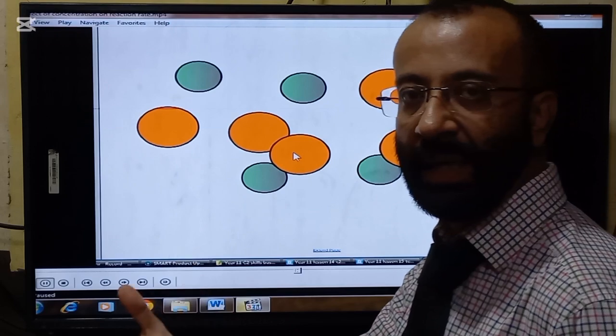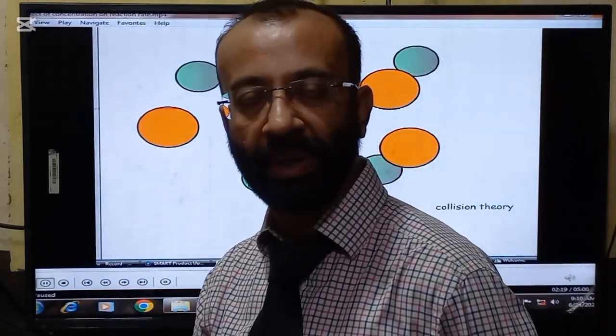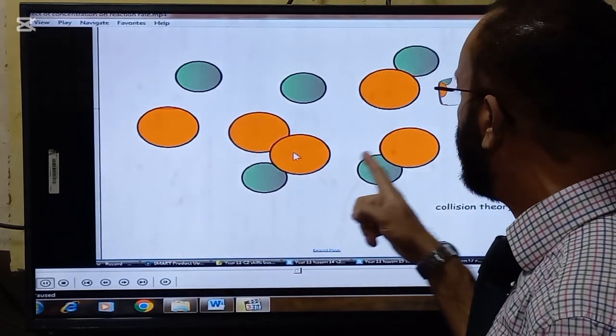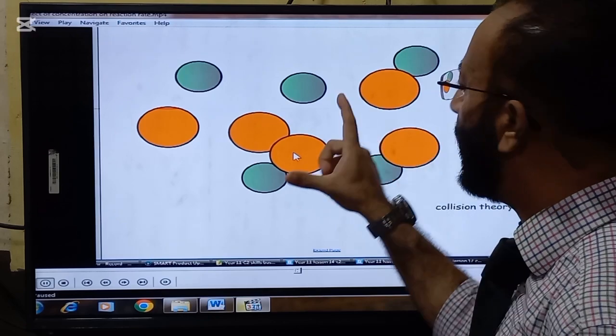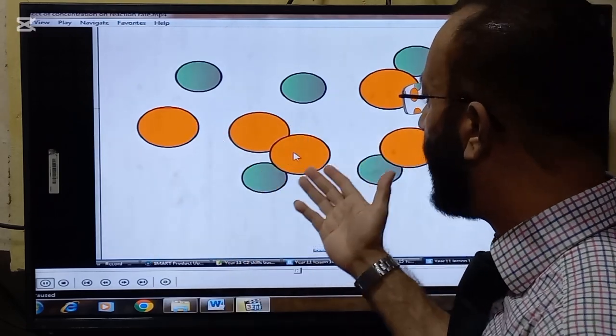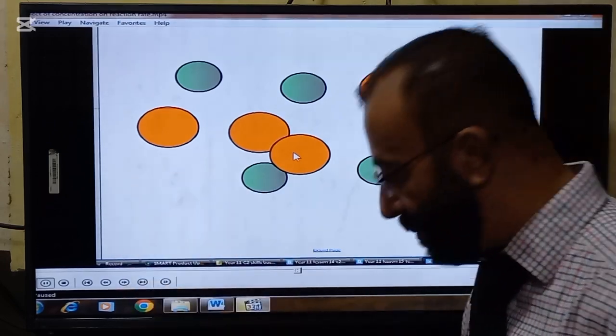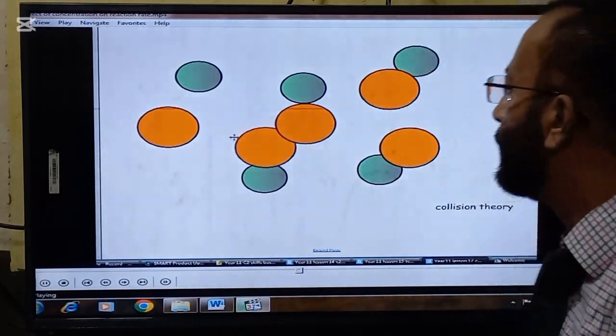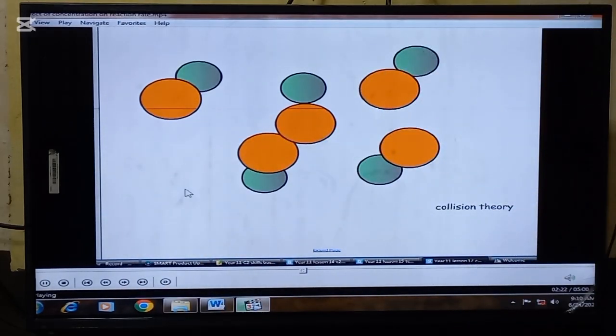Look now, the number of particles of the sodium thiosulfate is increasing. Actually, we are increasing the concentration of the sodium thiosulfate. So the sodium thiosulfate and HCl particles will collide more frequently because the number of particles is more. So the speed of the reaction will be increased. It would be a quick reaction.